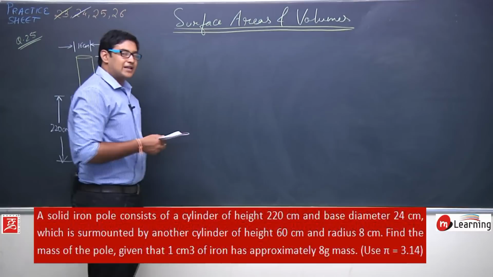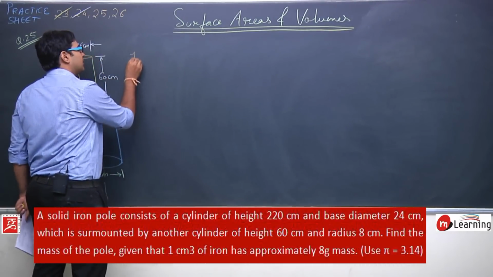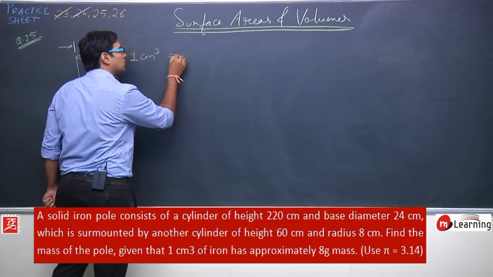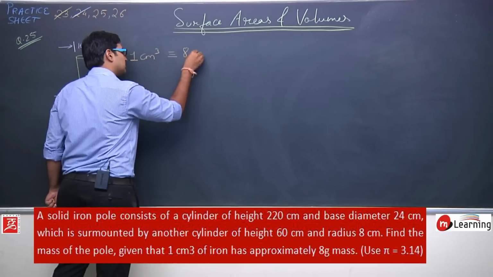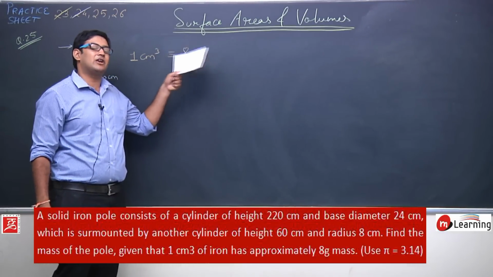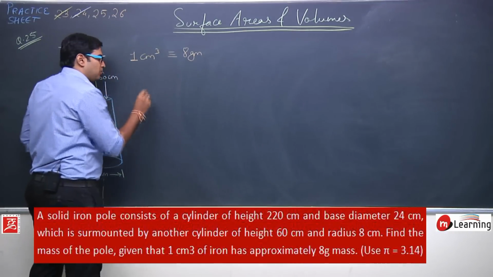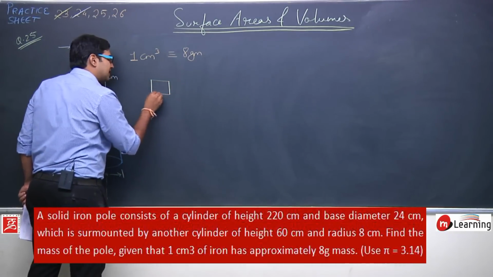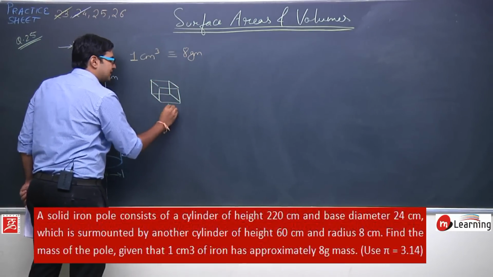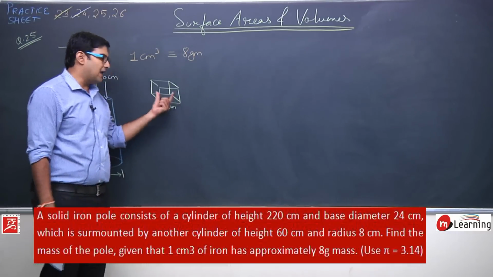Now for determining the mass, let us see the relation between the mass and the volume. It says that 1 centimeter cube of iron is equivalent to 8 grams of iron. Okay, now what does this mean? 1 centimeter cube of iron is equivalent to 8 grams of iron. It means if I take an iron cube of 1 centimeter cross 1 centimeter cross 1 centimeter, an iron cube which is 1 centimeter in length, height and width, then the mass of this iron cube is 8 grams.